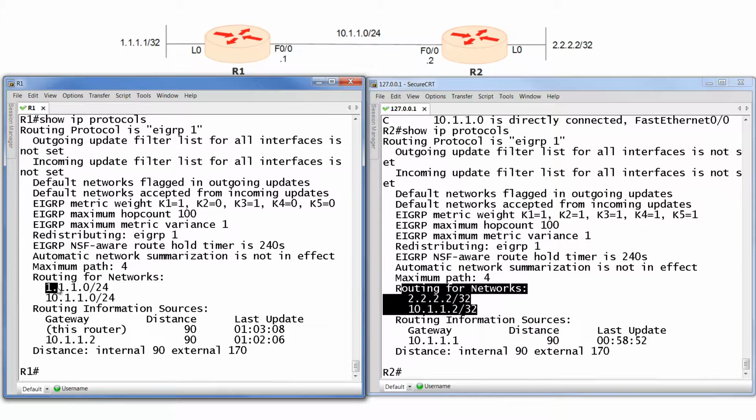But when you say 1.1.1.0/24, it means EIGRP, can you be so nice and run EIGRP on all interfaces from this range? So it means 1.1.1.1, 1.1.1.2, 1.1.1.55, and so on. Does that make sense? So even though the subnet mask in a way is wrong, this network is included. I know it's tricky, but it's correct.